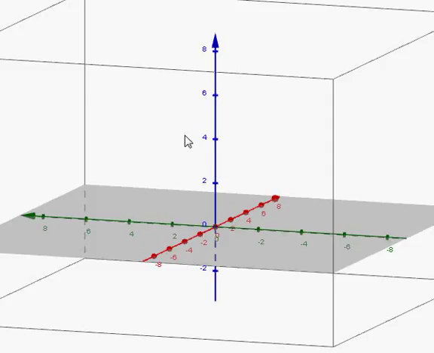Okay, now I'd like to demonstrate rays, line segments, and skew lines in three-dimensional space. So let's start with line segment.